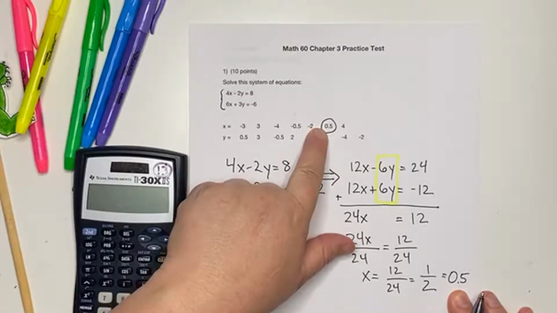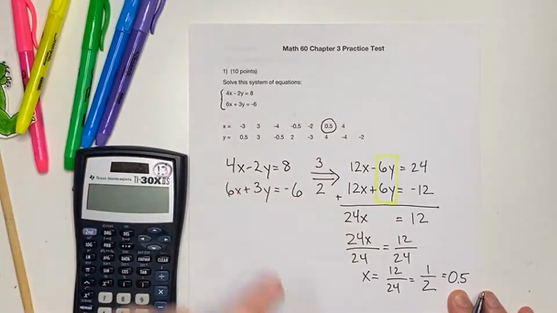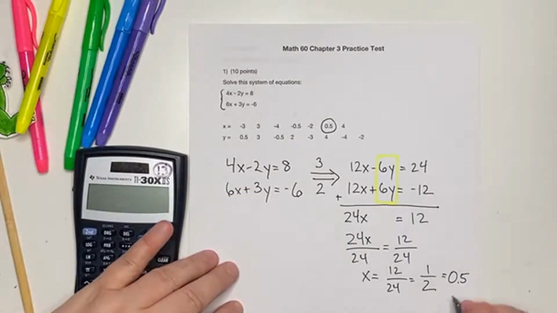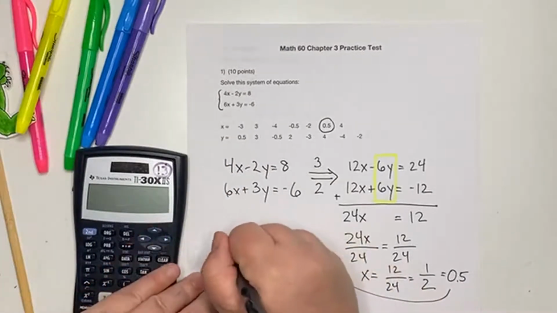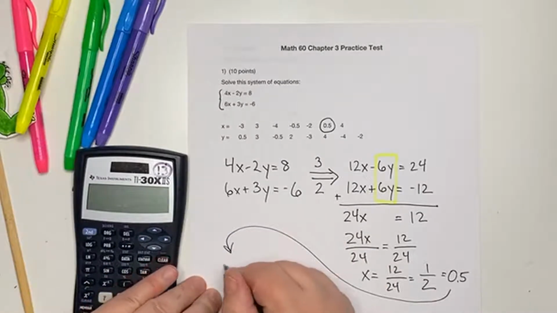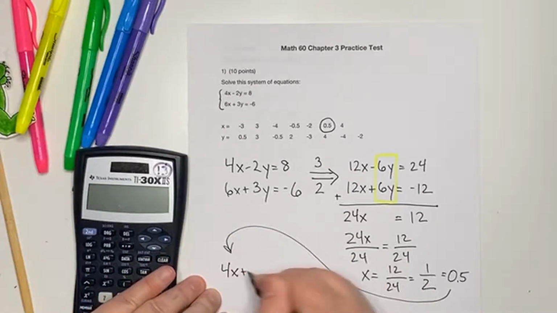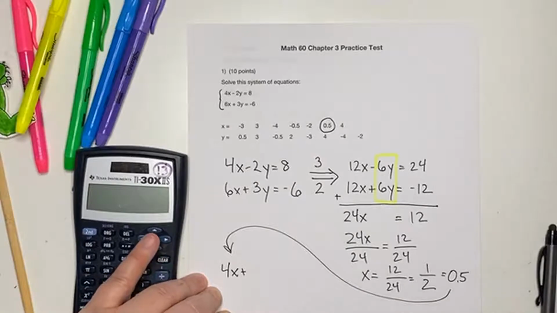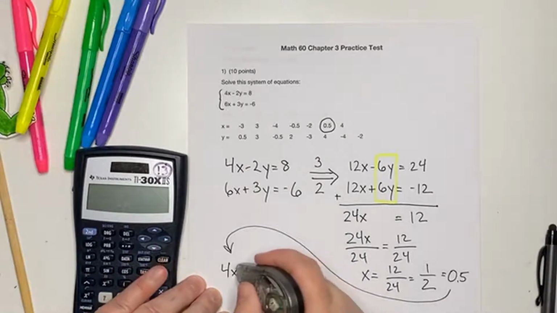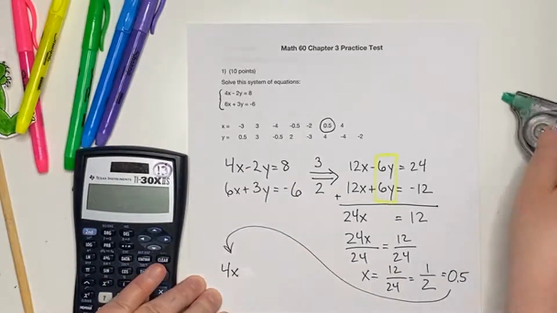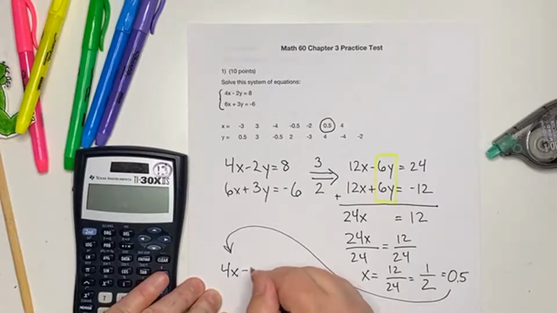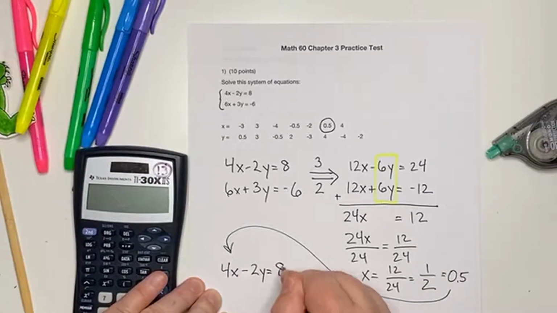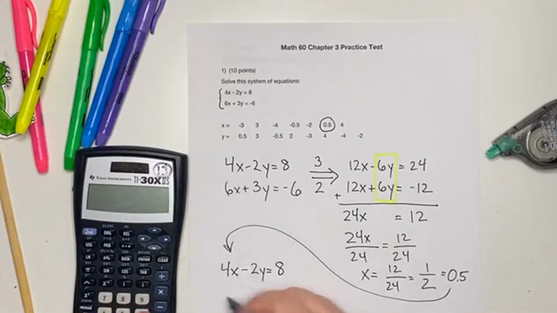But that's not the only answer. This is a system of equations with 2 variables. So this is x, and now we need to still find y. So I'm going to go ahead. I've got 4x. Oops, that's not a plus. Well, that was exciting. Let me try this again. 4x minus 2y equals 8. I'm going to go ahead and plug in the 1/2 there.